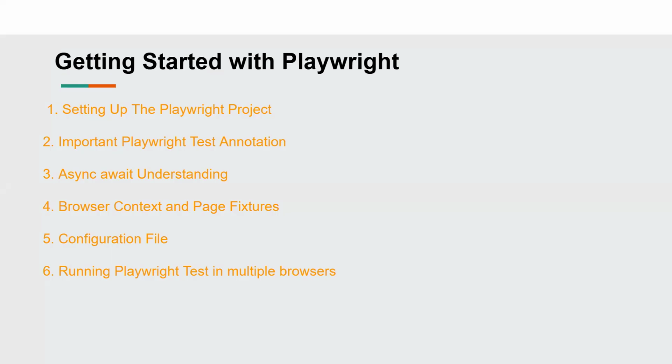In detail, we'll talk about what exactly a browser is, what exactly a browser context and page fixture are, and how these are used in the test. We'll also talk about the configuration file, which drives the behavior of Playwright. We'll learn about that configuration file and all the features in it. Running tests in multiple browsers, as I said, we have support for multiple browsers, so we'll look at how we can run them in multiple browsers. Can we move to the next slide, Prabhu?